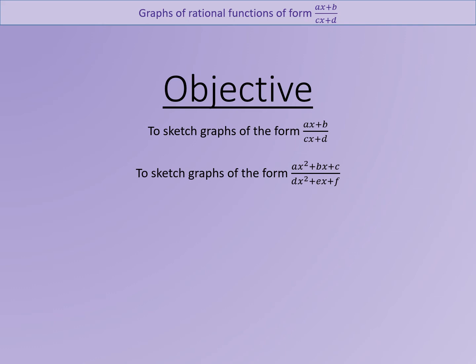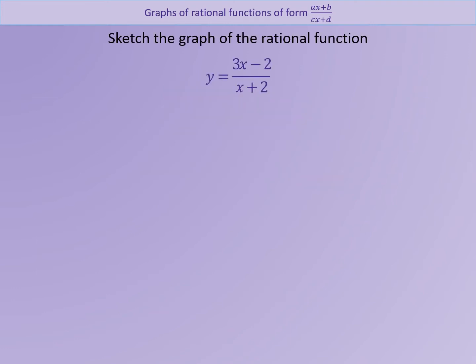In today's lesson, you will learn how to sketch the graphs of the form ax plus b over cx plus d and ax squared plus bx plus c over dx squared plus ex plus f. For this first question, I'm going to demonstrate how to sketch the graph of a rational function. So we have y is equal to 3x minus 2 over x plus 2.